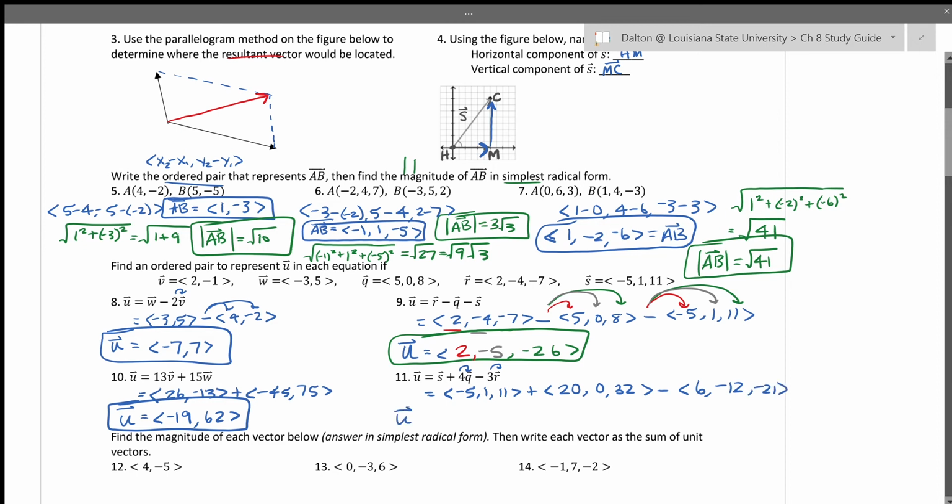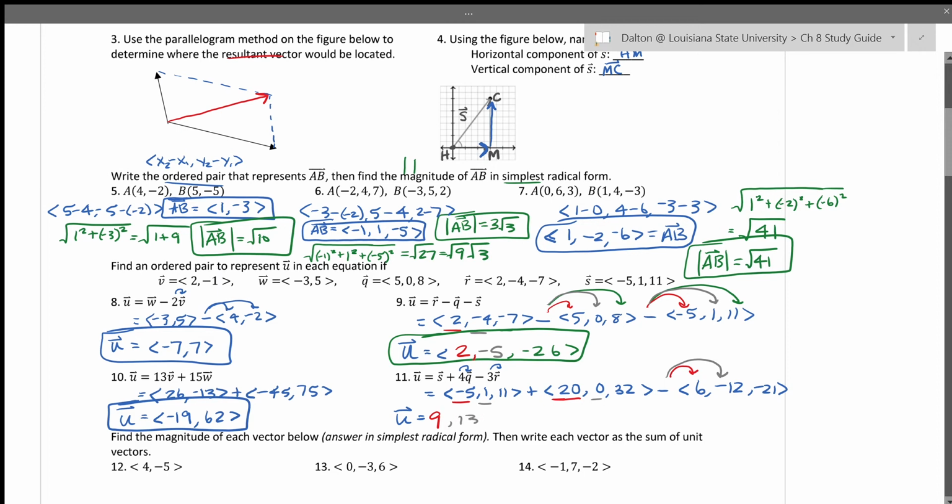And then again, go x's with x's, y's with y's, etc. So -5 plus 20 is 15, and then 15 minus 6 is 9. Ooh, I almost made a big mistake there. The y's, 1 plus 0 doesn't change anything, so it'll just be 1 minus -12 changes to plus a positive 12, which is going to be 13.